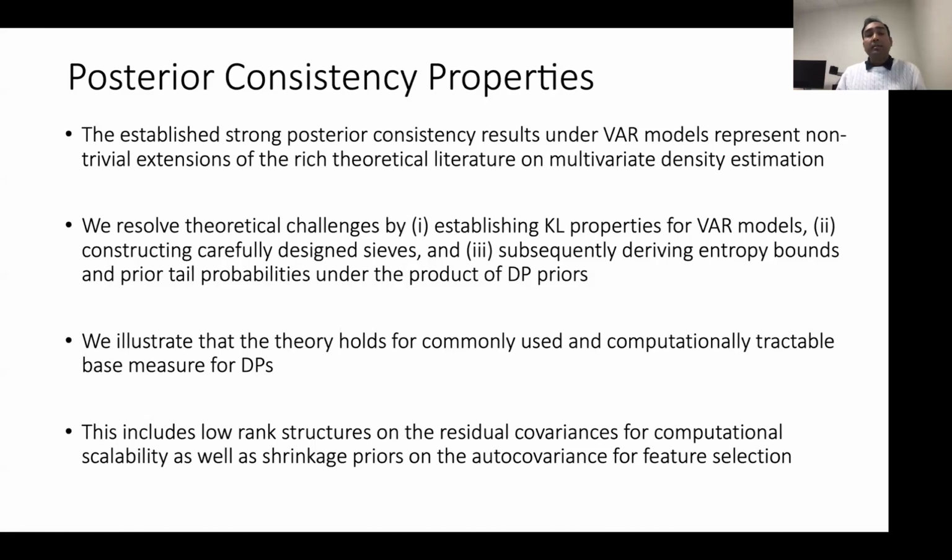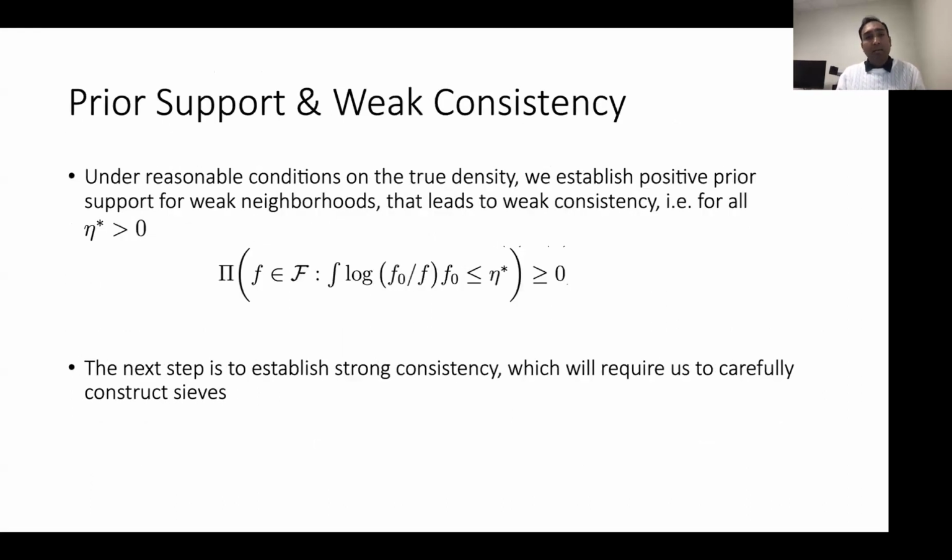And then we also show that the theory holds for commonly used and computationally tractable base measures of DPs, right? You could use a Laplace or a normal base measure on the DP for the mean or the autocovariance, and you could also use low-rank structures for the residual covariance, for example a latent factor representation. So essentially, this kind of theory shows that your method is actually practical to implement.